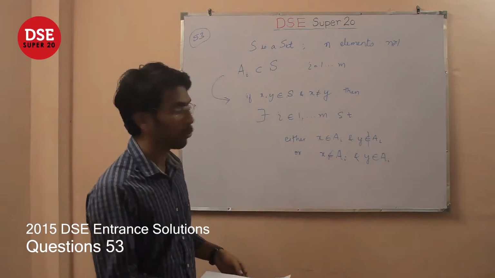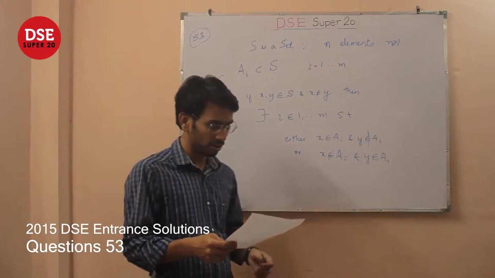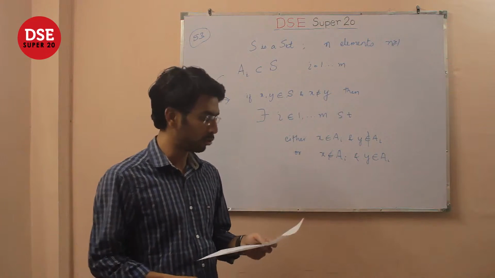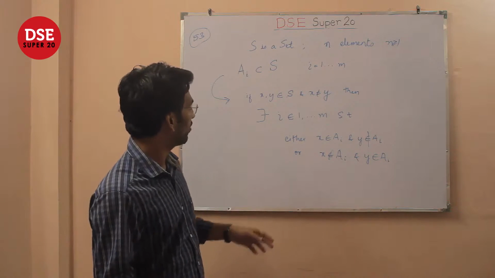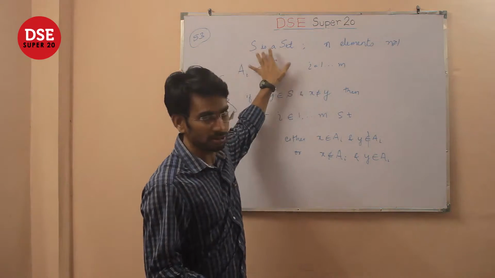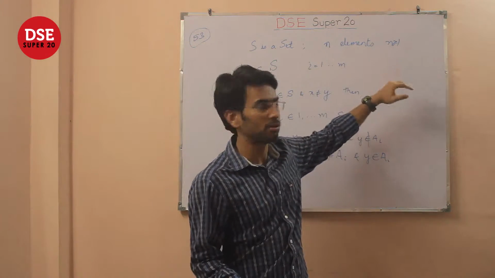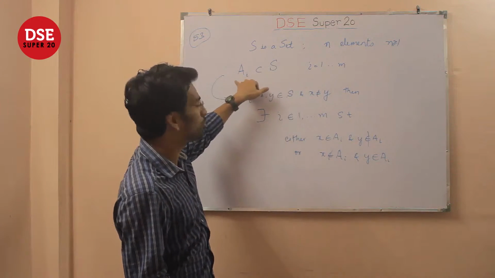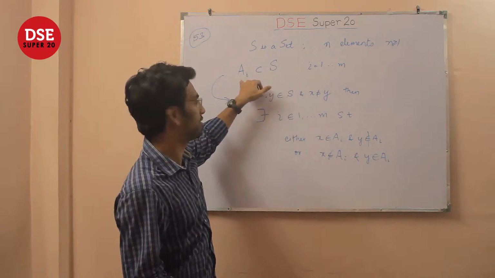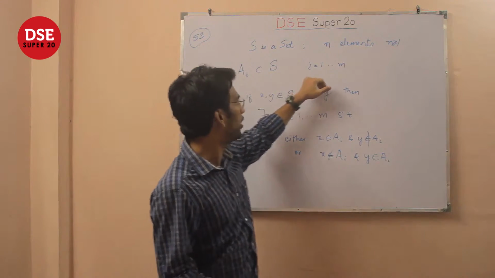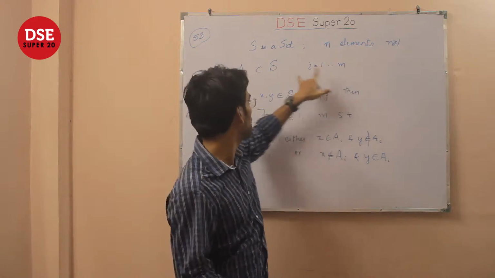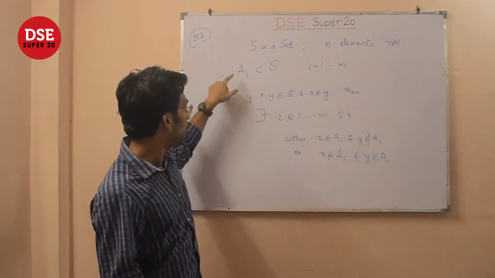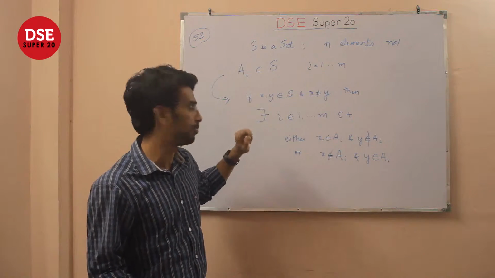Okay, coming to question 53, this is a rather tricky question, a little bit difficult to understand. What we're given is a set S which has n elements, n greater than or equal to 1, and a bunch of subsets of S. Let's consider A_i, i being 1 to m. That is, we are considering m subsets of S. Now, all these subsets will follow a property.